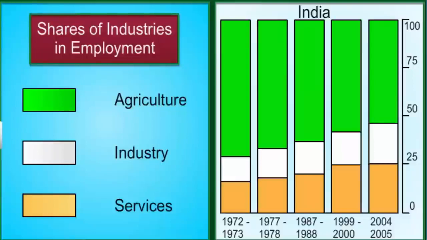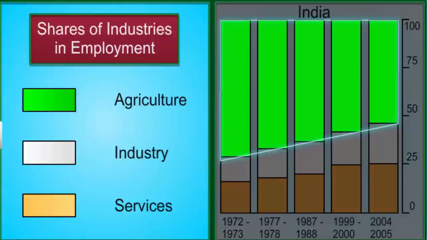Observe the graph shown here. It shows the contribution of agriculture, services and industry to India's GDP from 1973 to 2005. Note that the share of agriculture in our gross domestic product or GDP is showing a declining trend.